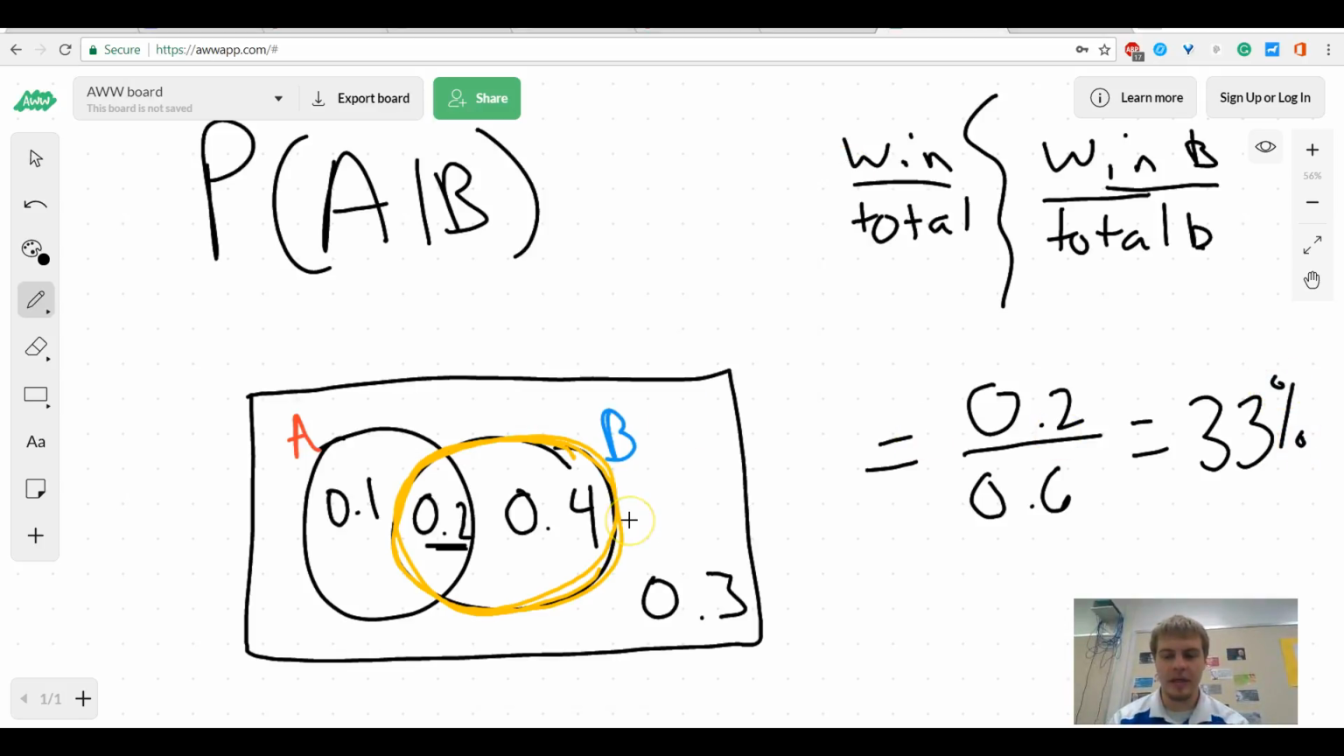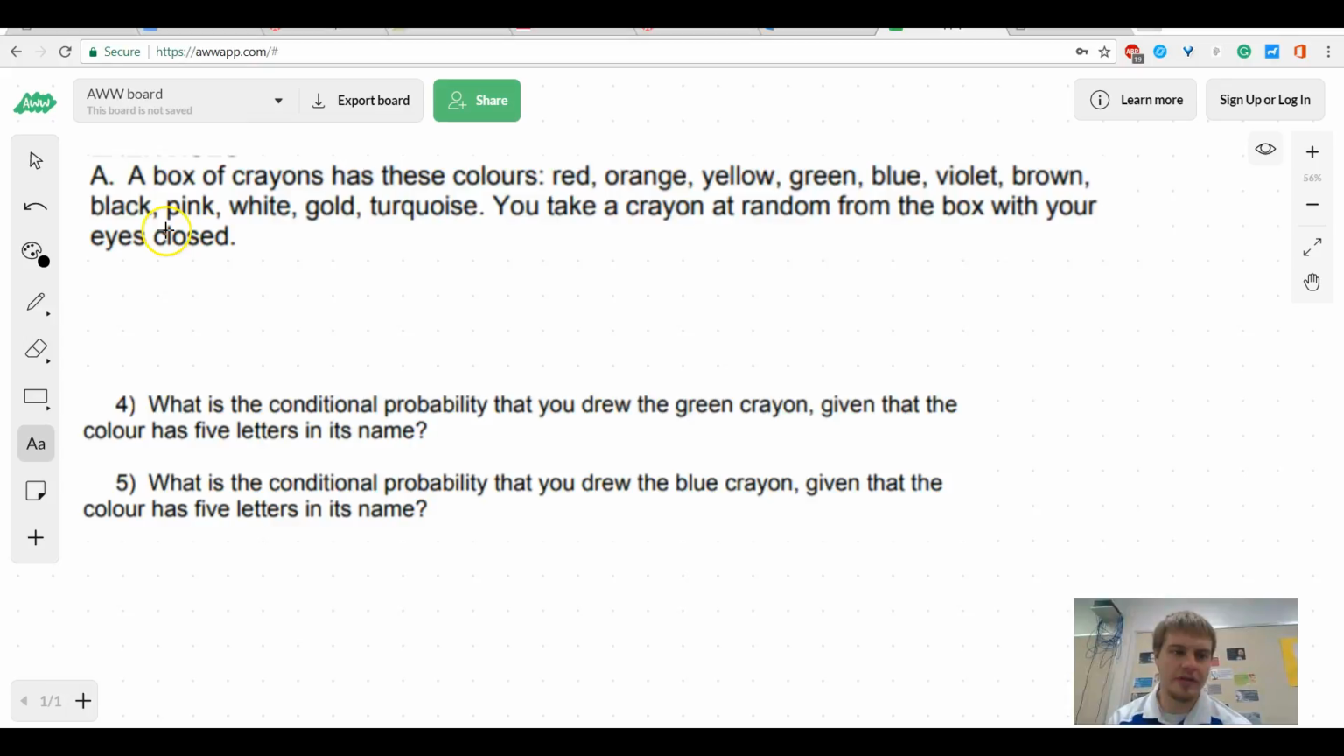Okay. That's the main idea behind these conditional probabilities. Instead of looking at everything, we're going to look at a smaller subset and use that smaller subset to help us find these probabilities. Let's look at some real-life examples. So in this example it says, suppose you have a box of crayons that have the colors red, orange, yellow, green, blue, violet, brown, black, pink, white, gold, and turquoise. And you take a crayon out of the box at random with your eyes closed and say, what's the conditional probability that you draw a green, given that it has 5 letters? So now when we look at this probability, we're not going to look at everything. We're only going to look at the crayons that have 5 letters.